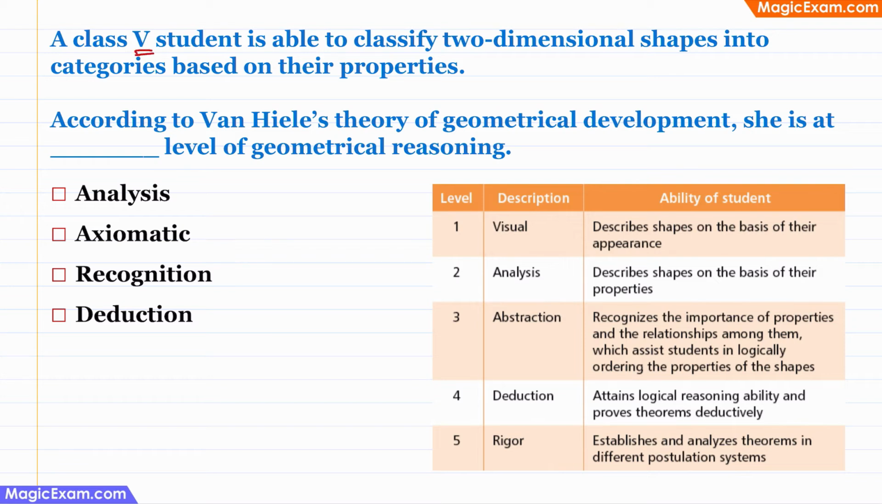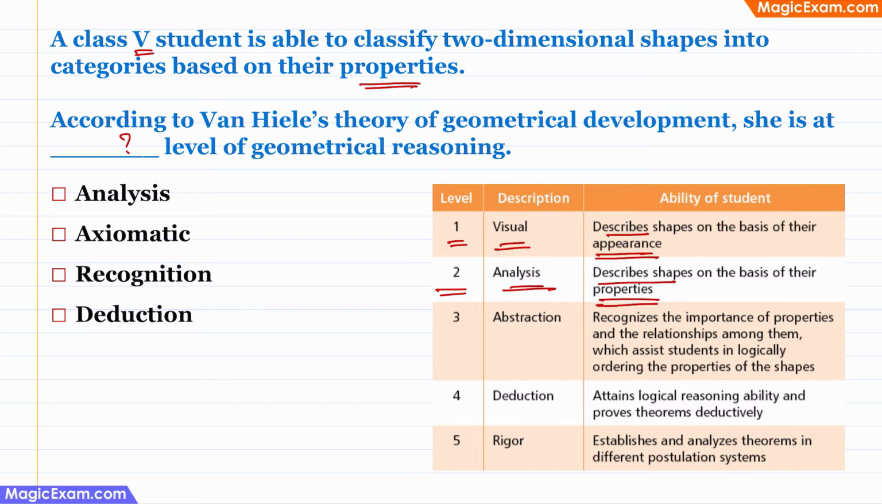A class 5 student is able to classify two-dimensional shapes into categories based on their properties. According to Van Hiele's theory of geometrical development, she is at what level of geometrical reasoning? Now, if you look at Van Hiele's theory and the levels that he talks about, in level 1, that is the visual level, the student should be able to describe and classify shapes on the basis of their appearance. And in level 2, that is the analysis level, the student should be able to describe or classify shapes on the basis of their properties.